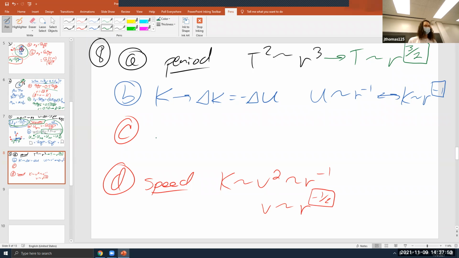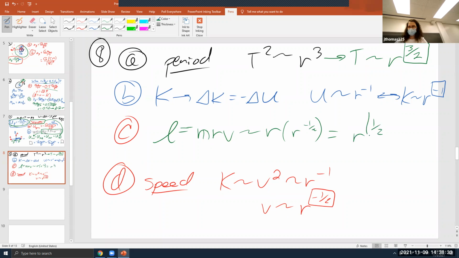For part C, where they asked us about the angular momentum, it's back. Angular momentum is mRV. Of course, there's the perpendicularity, the cross product, and all that stuff, but we just need to figure out how this stuff all varies. And we know that this will be R, and then V will vary with R to the minus 1/2. So we have R to the 1 times R to the minus 1/2, which is R to the 1/2. And there's your answer there.